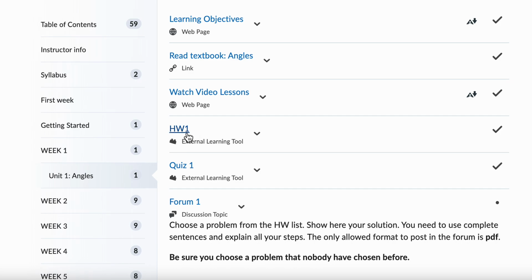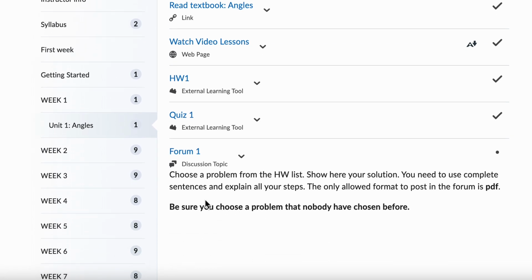Once you finish the homework, you have to do the forum. The forum is where you are going to choose a problem from the homework list, this list of homeworks that I just showed. So choose one of them and you are going to write down the solution. But you need to write it down with explanations. You need to use complete sentences and explain all your steps.